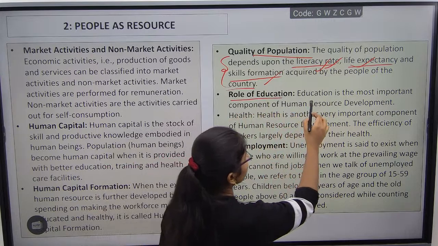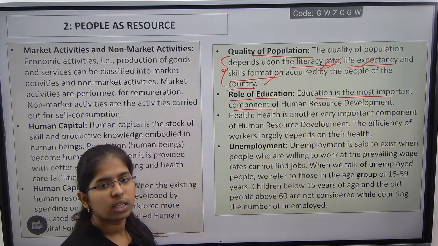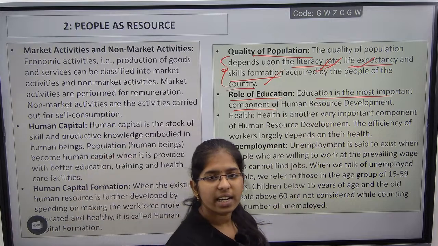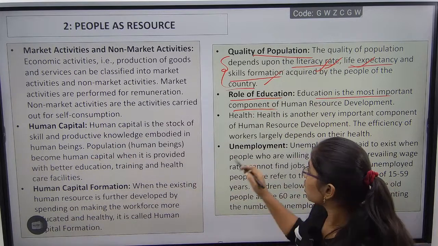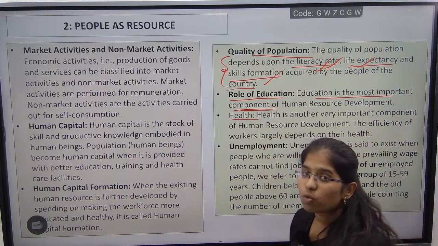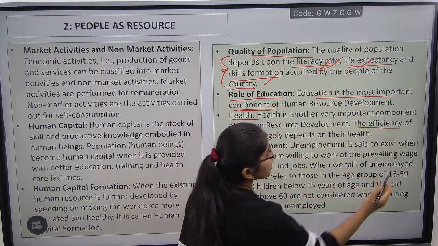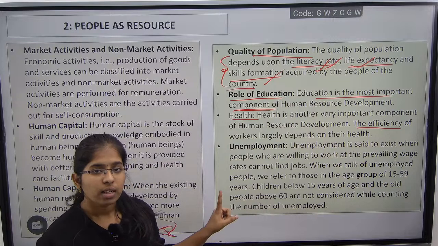Next, the role of education. Education is one of the most important components of human resource development, because it is education which decides your skills. So education is a very important component. Like education, health is also one such important aspect, where efficiency is dependent on health.